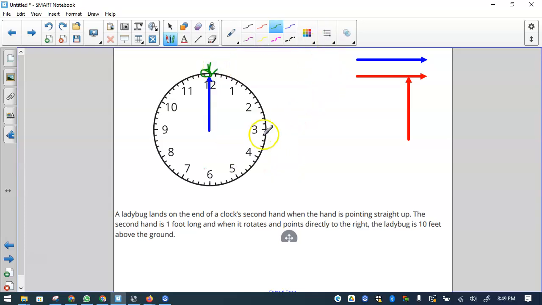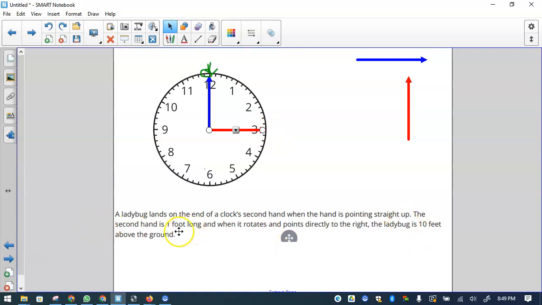Then the second hand is 1 foot long. So this is 1 foot long. And when it rotates and points directly to the right, I'm going to use this color this way. So this points here to the right. The ladybug is 10 feet above the ground.